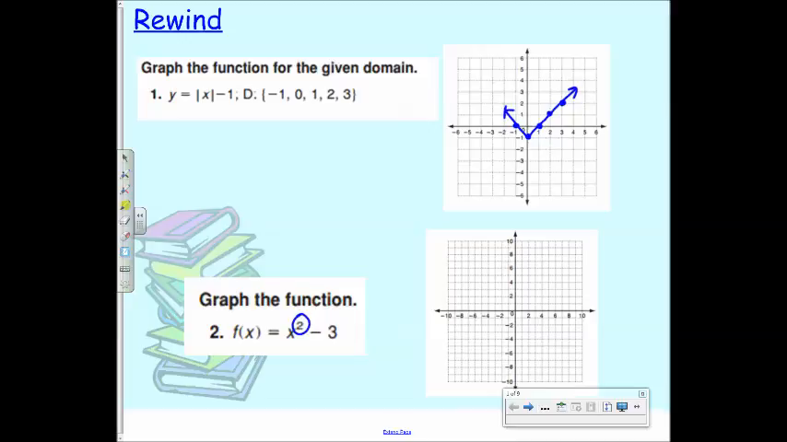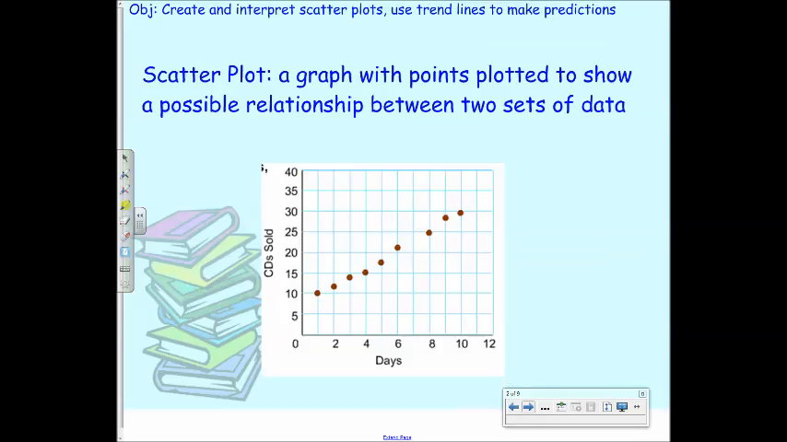Okay, so we're going to talk today about a type of graph called a scatter plot. What is a scatter plot? There's dots everywhere, right? Are they always all over the place? Or do they sometimes make sense? What do I mean when I say they make sense? Go ahead, Brendan. They show a relationship, right?